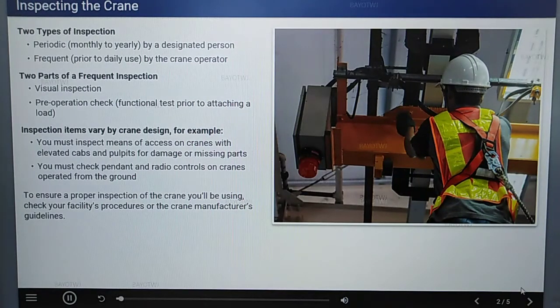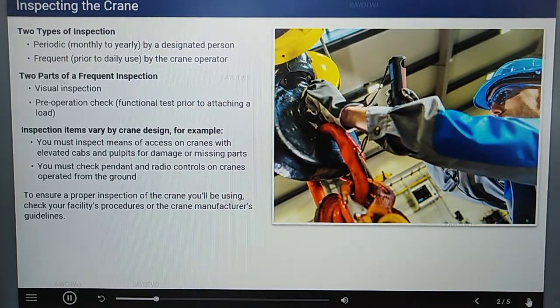Require two types of inspections. A periodic inspection occurs monthly to yearly, depending on how often the crane is used. A designated person performs this in-depth inspection. The second type, called a frequent inspection, occurs on any day that the crane will be used and must take place prior to the first use that day. The person operating the crane typically performs these inspections.